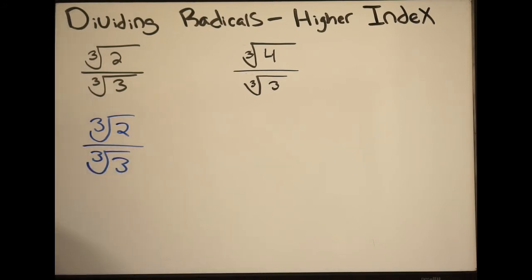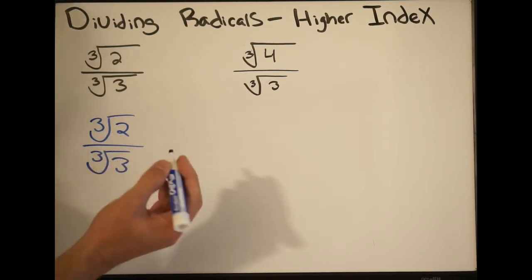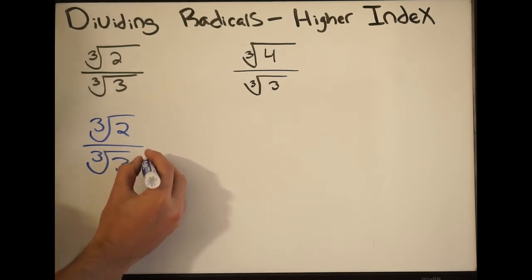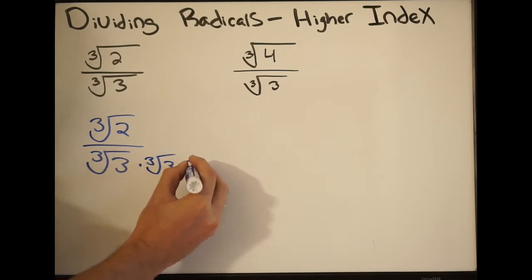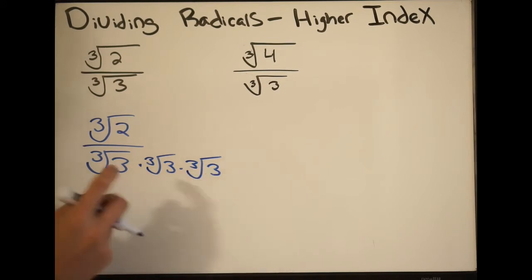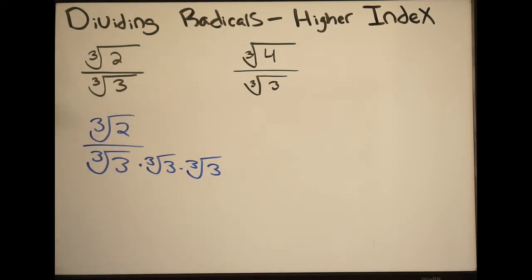Now here's the only difference. Notice my index. I want to get rid of that cube root on the bottom, so I need to multiply it by itself 3 times. Okay, when we were doing square roots, we only had to multiply it by itself 2 times. Notice my index. It says 3, meaning I need to multiply it by itself 3 times. So for example, I'm going to do times the cube root of 3 times the cube root of 3. So 1, 2, 3. What happens now is this just becomes 3.